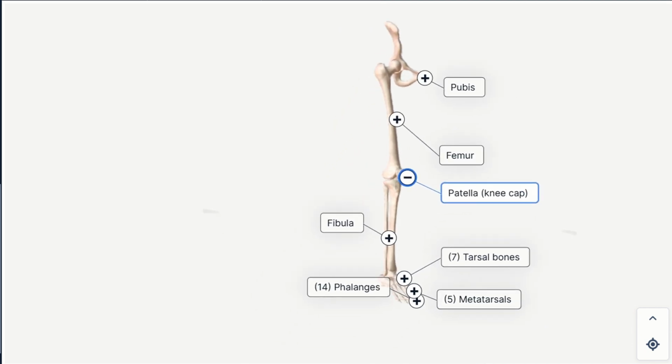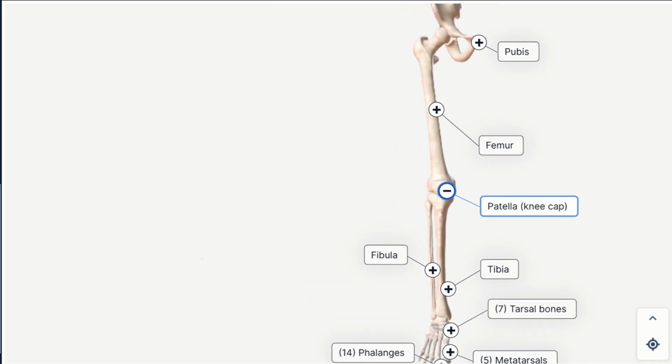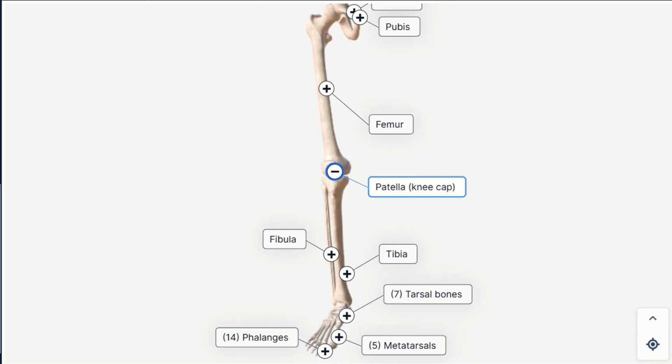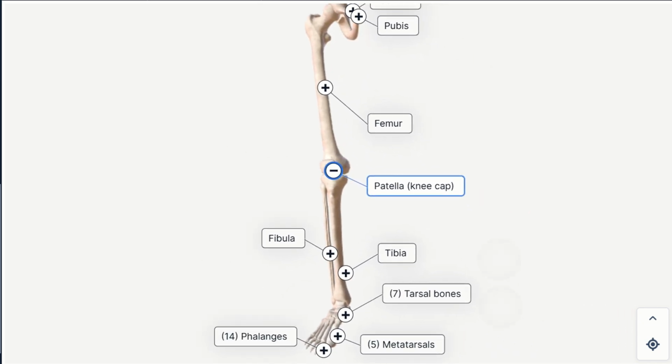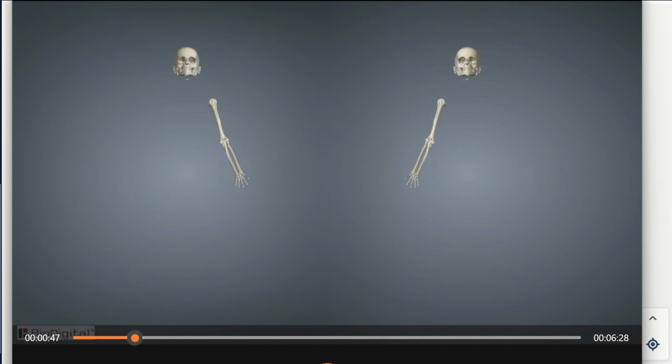It is joined to two bones, the tibia and the fibula. The tibia and fibula are found in the lower part of the leg, and then just down in the foot we have the tarsal bones, the metatarsals, and the phalanges.